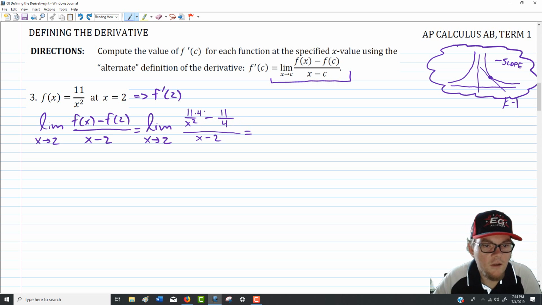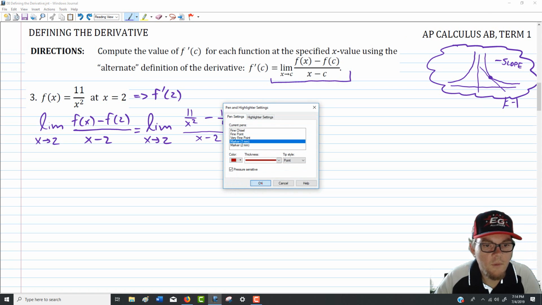You know what? I'm going to do this in a different color. What the heck? I'm sitting here. It's the 4th of July for the moment.